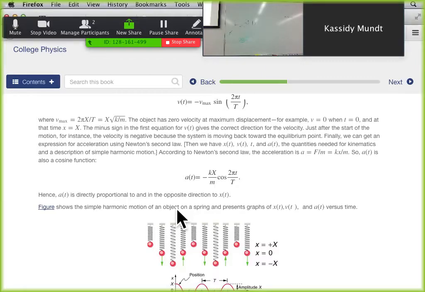But you only need the mass for the acceleration, right? The other two don't have the mass. That's correct.